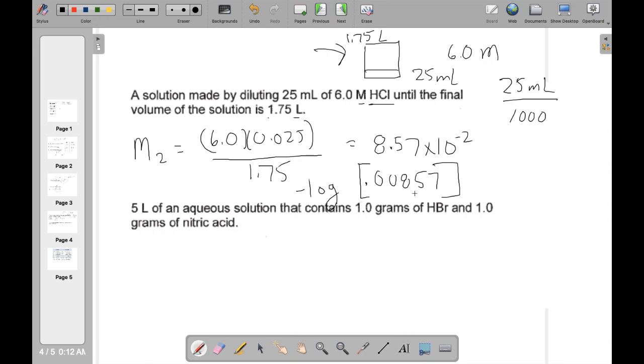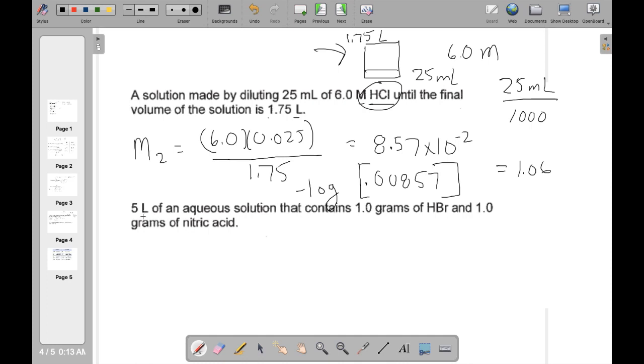Actually, my pH seems to be slightly off. Let me recalculate that. Minus the log of 8.57 times 10 to the negative 2. And I got about 1.06. Okay? So, this is very acidic, and that makes sense. Yet again, ask yourself, does that make sense? Hydrochloric acid is one of the strongest acids that we have, so that makes perfect sense.